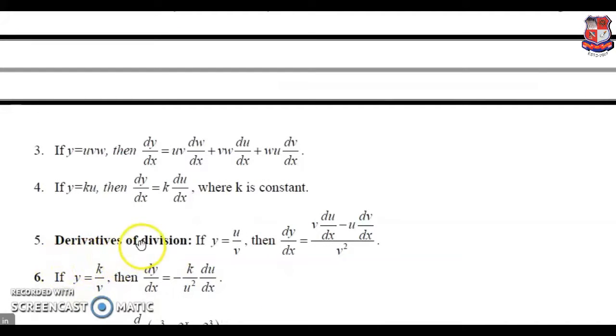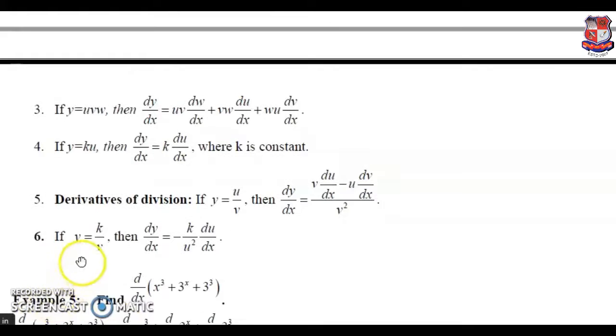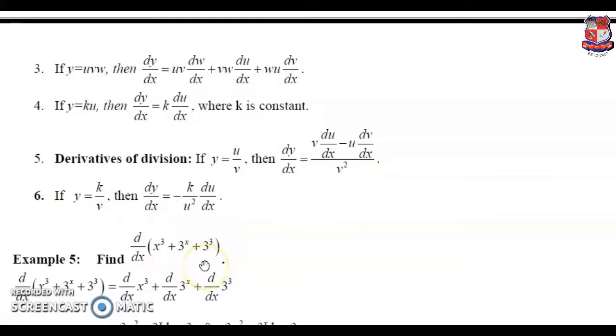Number 5, derivative of division: if y equals u by v, then the denominator stays as it is times the derivative of the numerator, minus the numerator as it is times the derivative of the denominator, upon denominator square. So v du by dx minus u dv by dx, upon v square. Number 6, if y equals k by u, then dy by dx equals minus k by u square times du by dx.